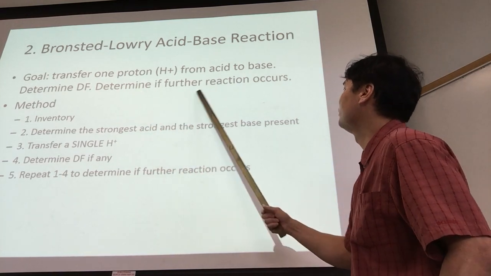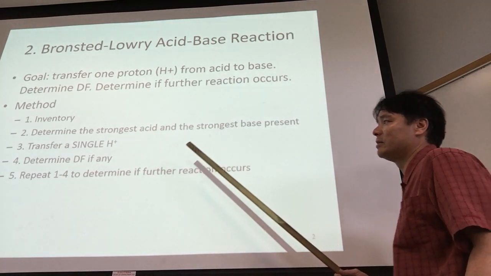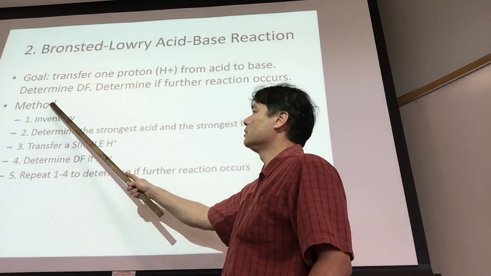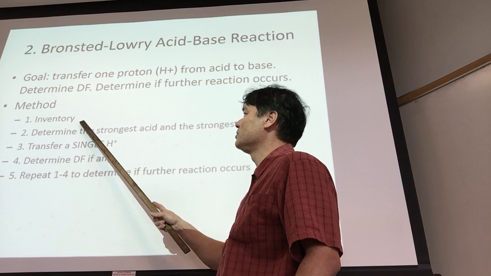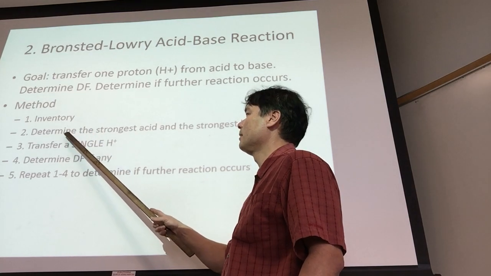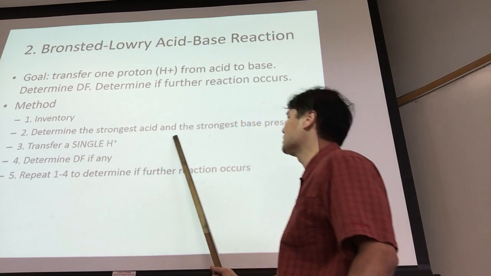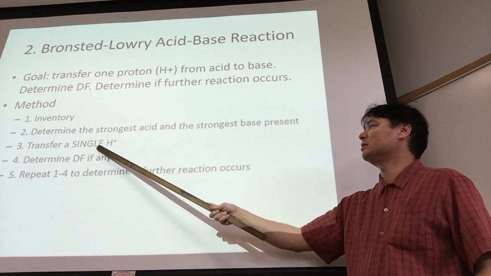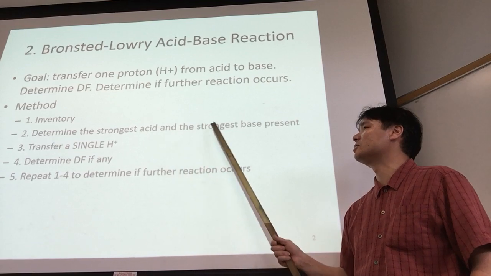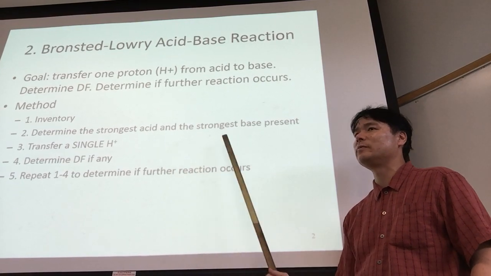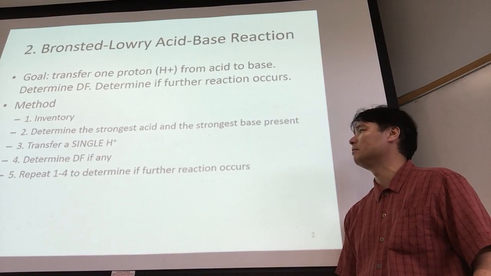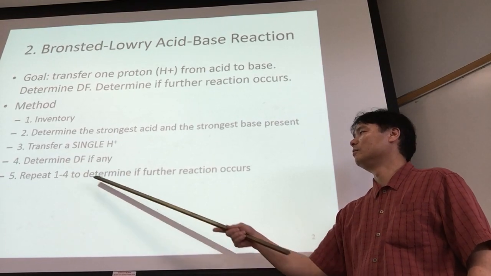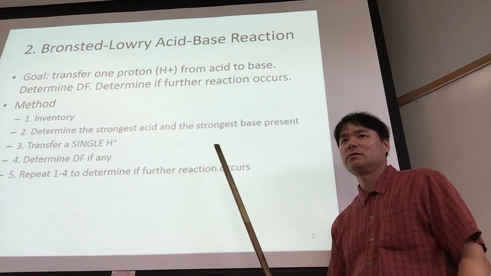And then we determine if further reaction occurs. For example, we might have a diprotic or triprotic acid. The method that we're going to use is inventory, which we'll talk about. Then we determine the strongest acid and the strongest base present in the inventory, and we transfer a single proton from the strongest acid to the strongest base. Those 2 species will be the most reactive species in the mixture. Then we determine if a driving force is present, and we repeat if further reaction occurs.